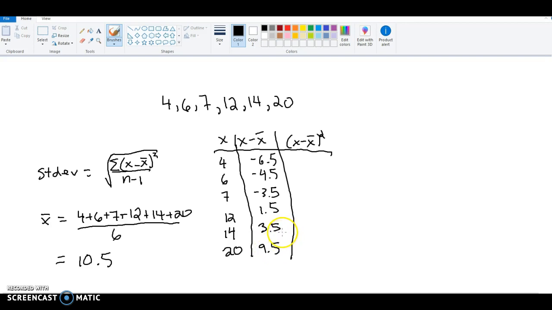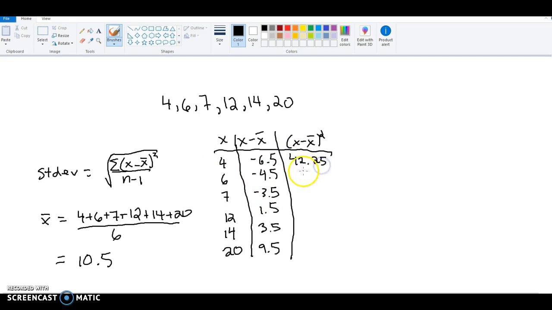One second, my calculator's in a funny mode. Can't find the one that switches. There we go.